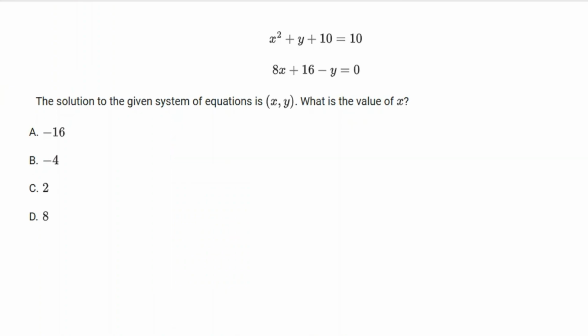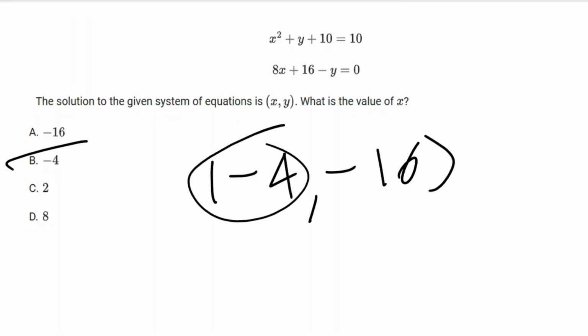Going back to this original problem, we can see that since the solution was negative 4 and negative 16, the value of x is going to be negative 4, which means the answer is going to be B.